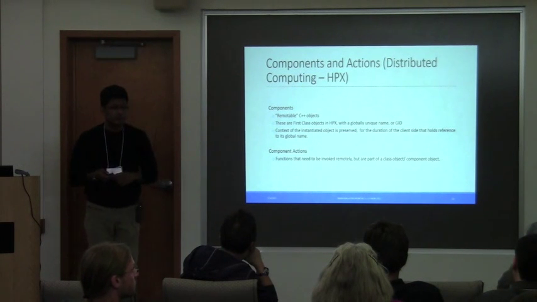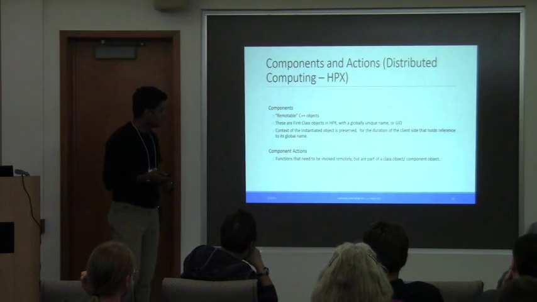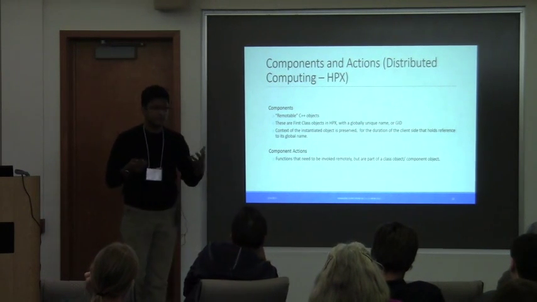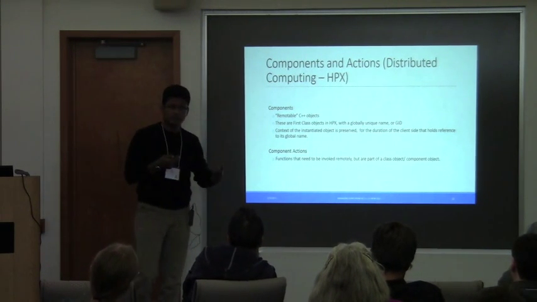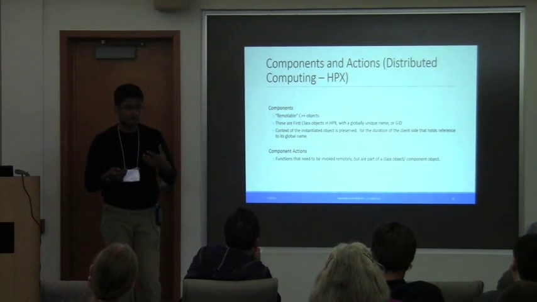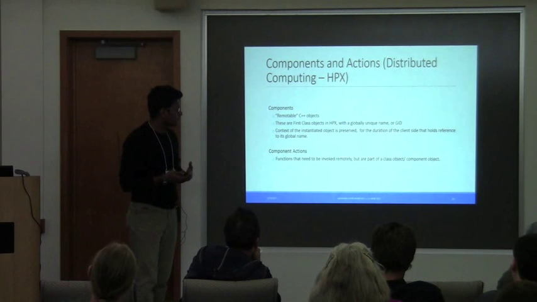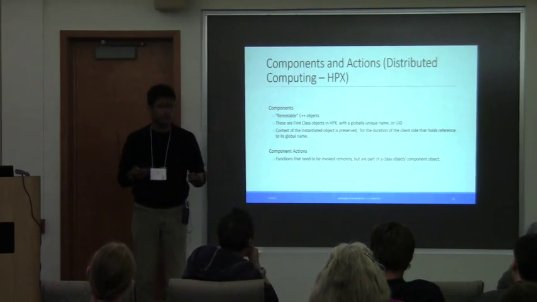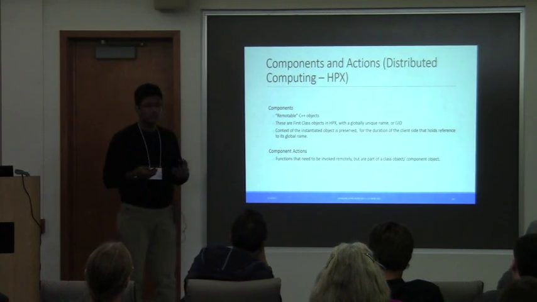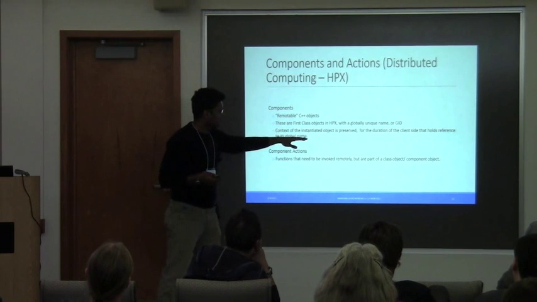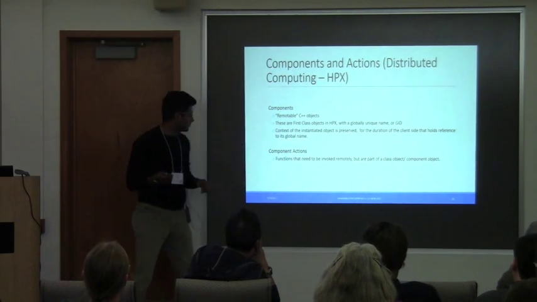The context of the instantiated components or objects would be preserved until the context within the client that holds the reference to the global name for that object does not go out of scope. I will come to the global name a little bit later.